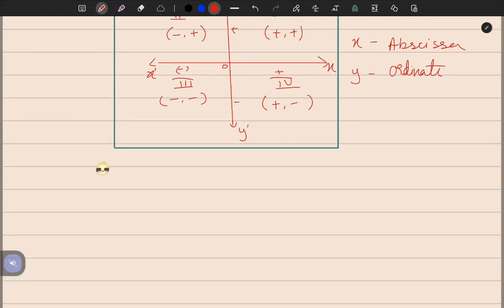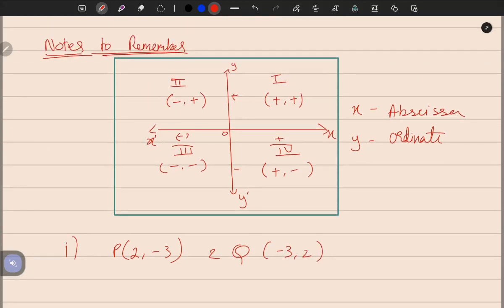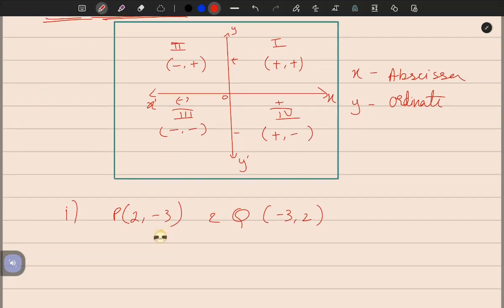So for example, we will see one mark sum how it is solved. So in question they will ask which quadrant. So they will give some points: P is 2 comma minus 3 and Q is equal to minus 3 comma 2. So there are 2 points I have given. In these 2 points, in which quadrant should it come? Can you tell me this? This is plus 2 and that is minus 3. So 2 is x and minus 3 is y.